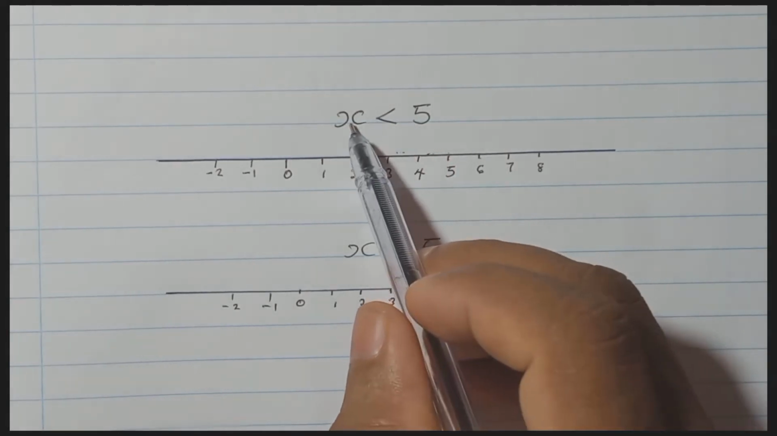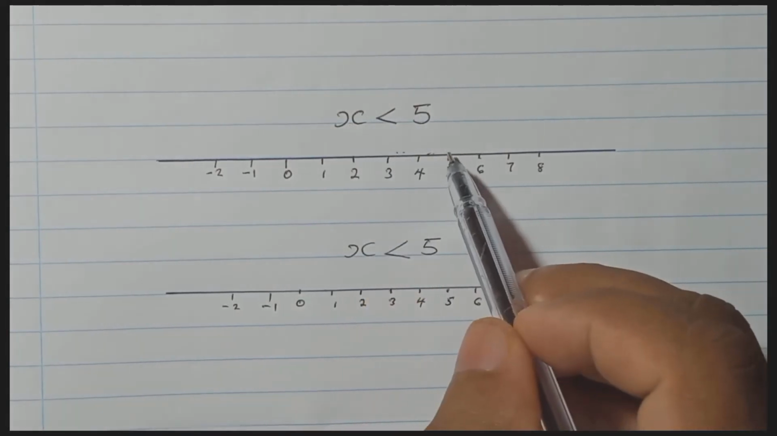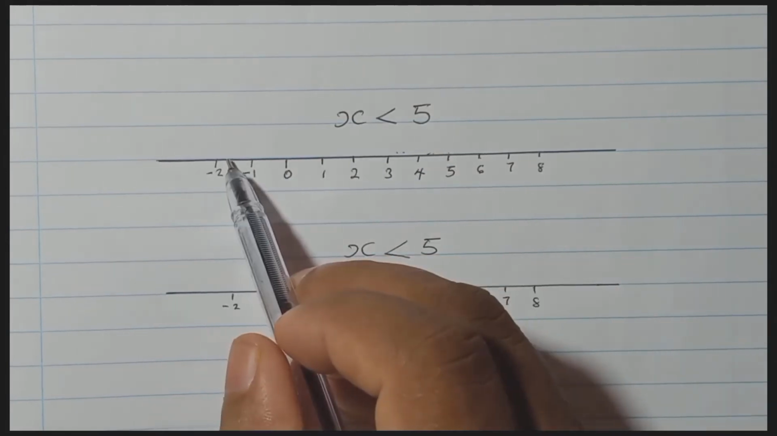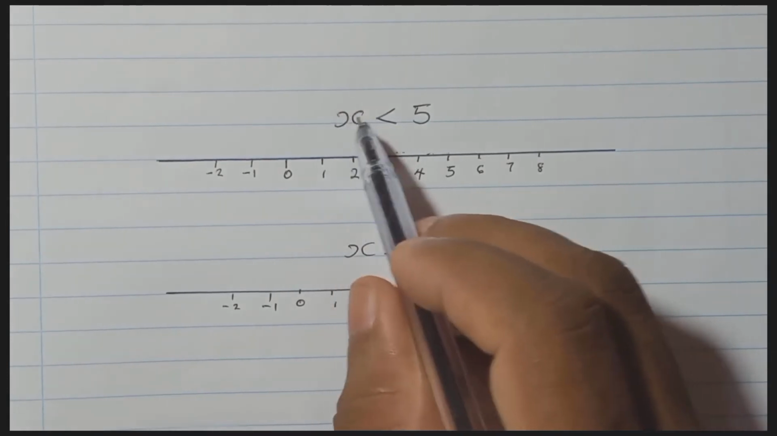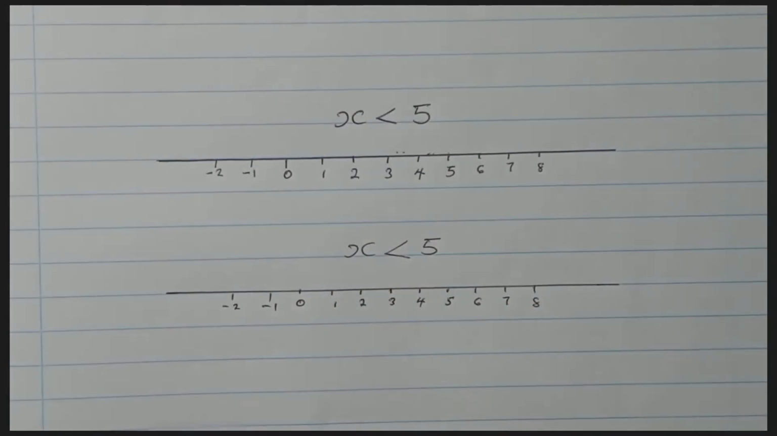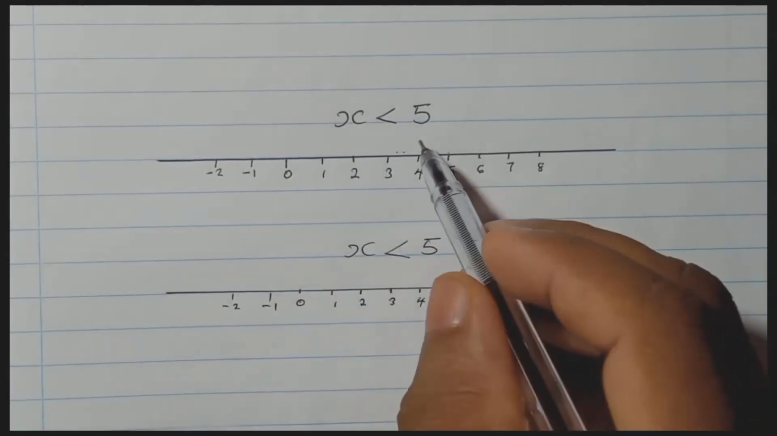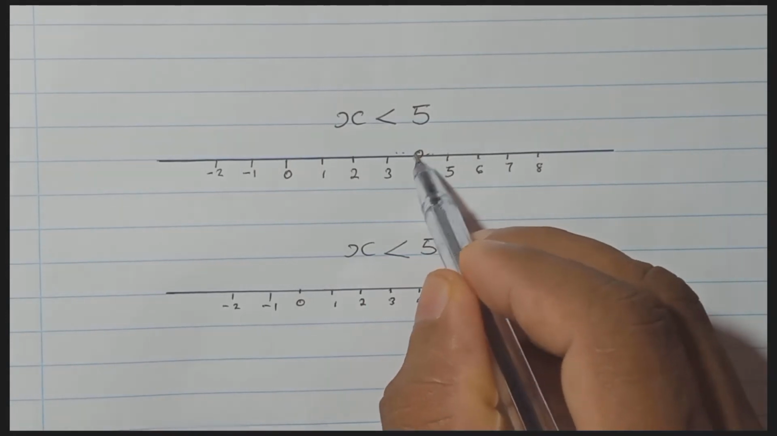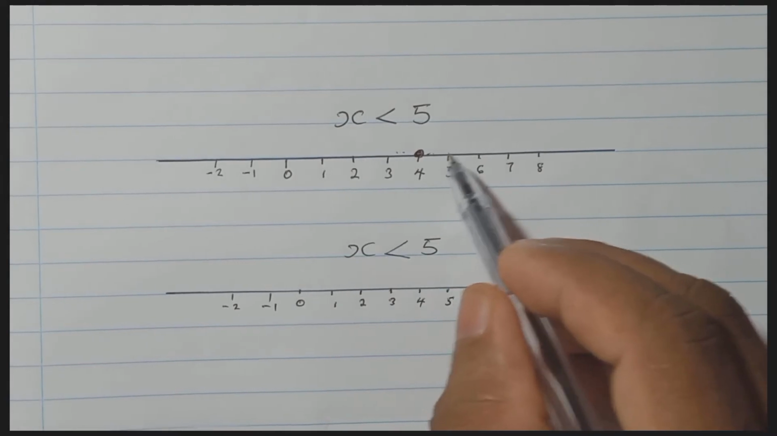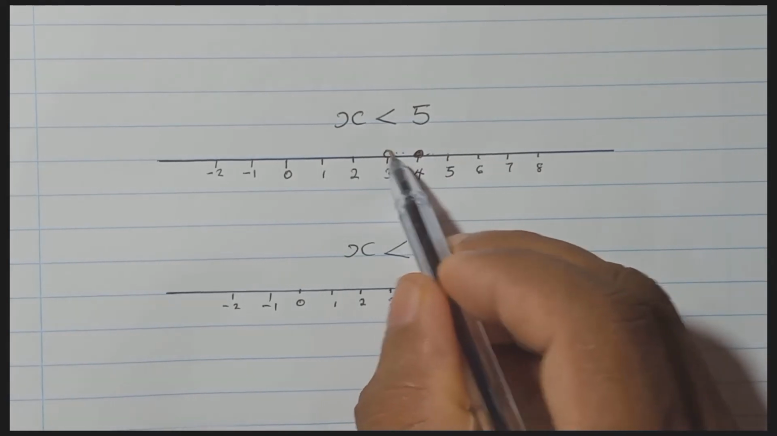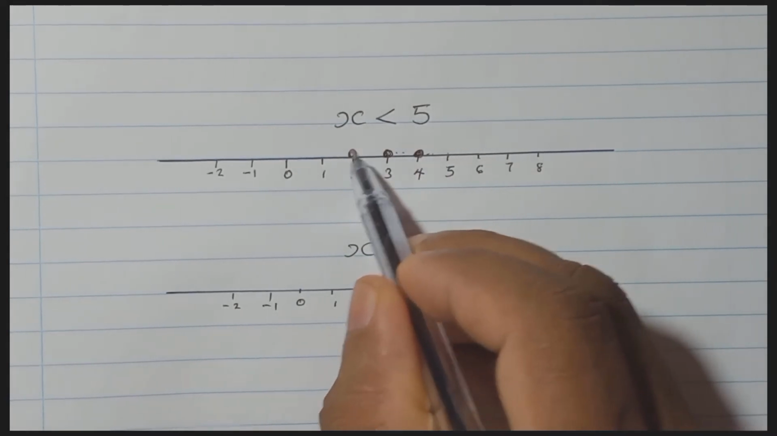But x is less than 5, here is the 5, less than means this side, so your answer should be less than 5. So what are the answers less than 5? These are, but here there's no dash. If there was a dash, then 5 also you need to color. You need to mark like this.